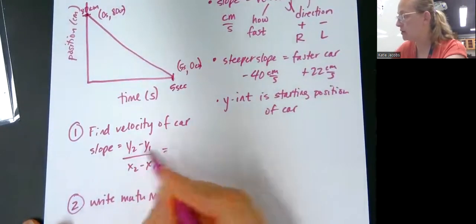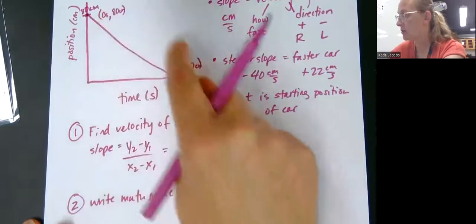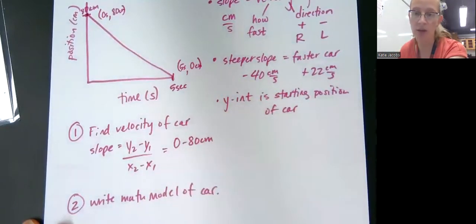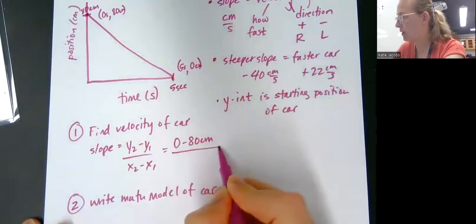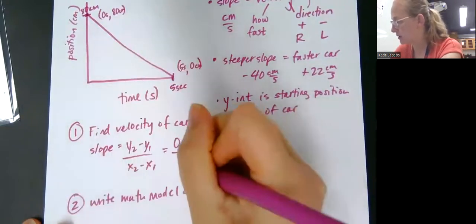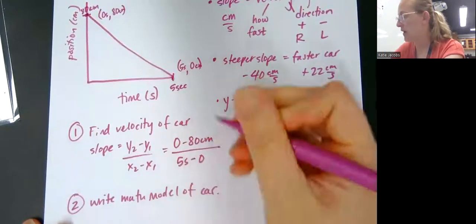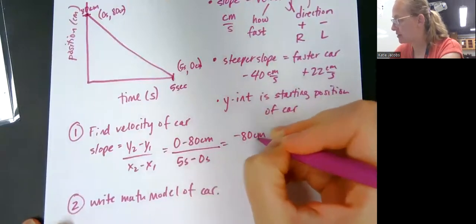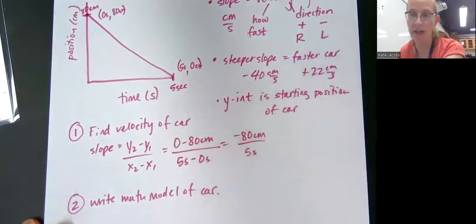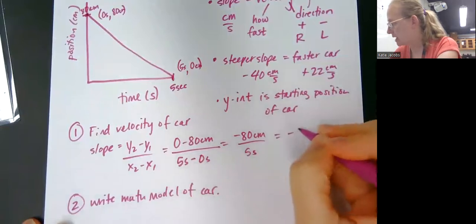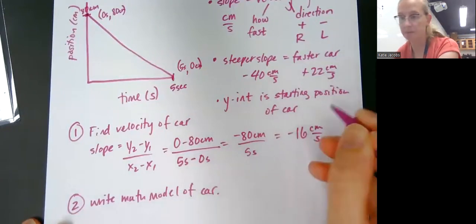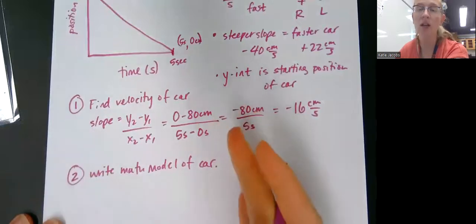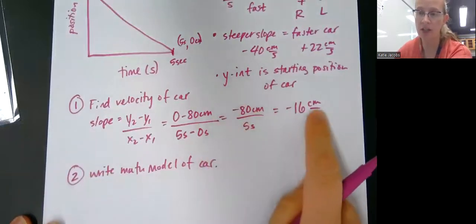So if I'm going to do y2 minus y1, it's going to be 0 minus 80 in the numerator, centimeters, I keep the unit on top, over 5 minus 0, 5 seconds minus 0 seconds. So that's negative 80 centimeters over 5 seconds. I divide that out in my calculator, and I get negative 16 centimeters per second. That's the velocity of the car. For every 1 second, the car is going 16 centimeters in the negative direction.